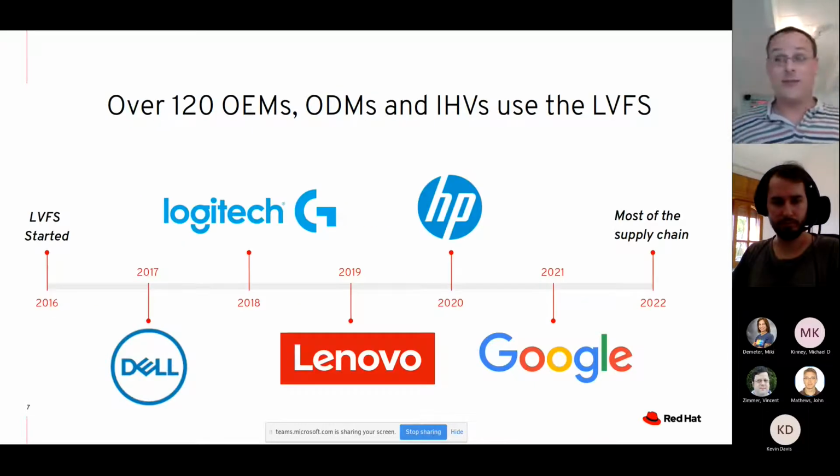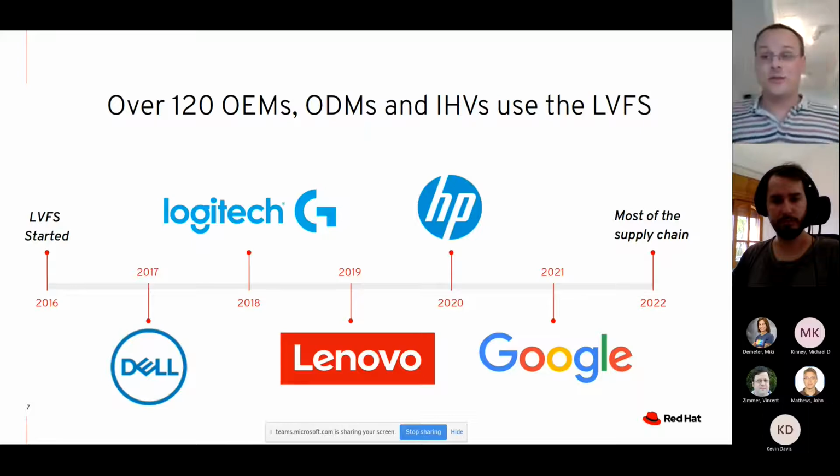Since we started, we've got 120 different OEMs using it now, with I guess 2 exceptions, Apple and Broadcom, which is no huge surprise. But lots of these companies are mandating people use LVFS and fwupd. Interestingly, the commercial stuff is starting to work now. So HP jumped on the LVFS because it had to, because it was losing contracts to Lenovo and Dell.